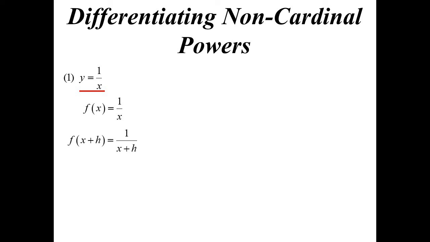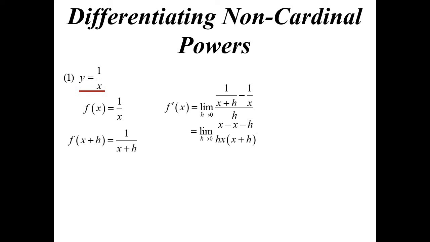So function x is 1 over x, function x plus h, 1 over x plus h. Put it into our first principles formula. We get this lovely expression. Let's push the x plus h and the x down to the denominator, but that means the top becomes x minus h, which tidies up. The h's will cancel, and we've now got something we can substitute into. If we make h equal to 0, we end up with minus 1 on x squared. So differentiate 1 on x, we get minus 1 on x squared.